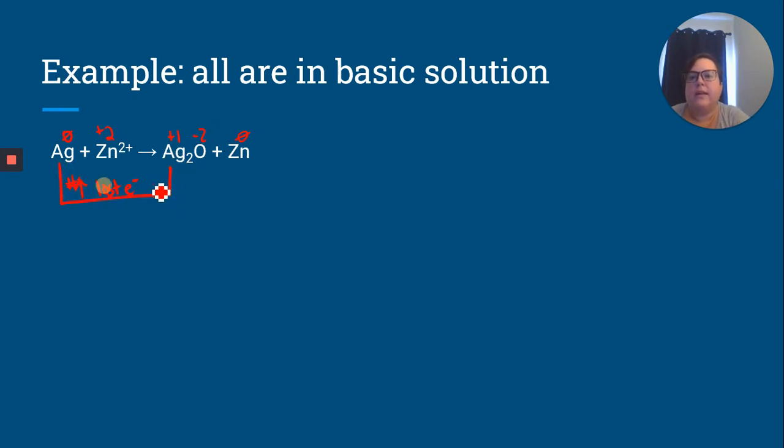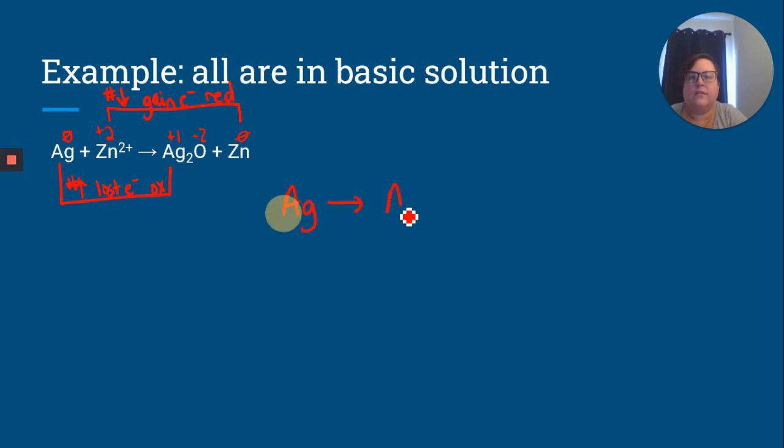So OIL RIG, that means it's oxidation. Zinc, the oxidation number decreases, which means it gained electrons. Again, OIL RIG, gain electrons is reduction. So then we're going to write our half reaction.